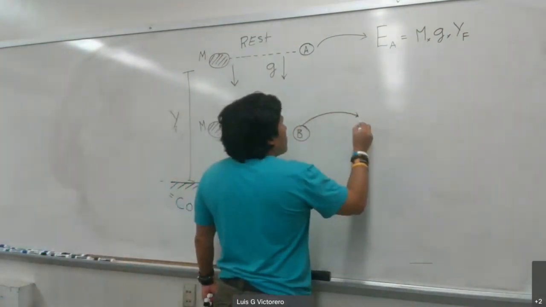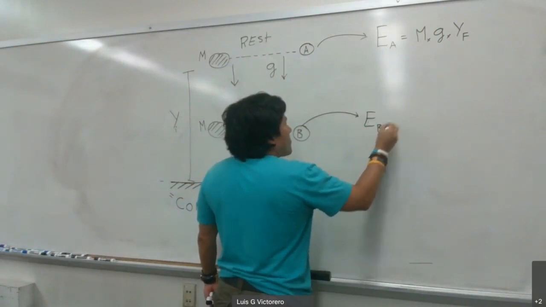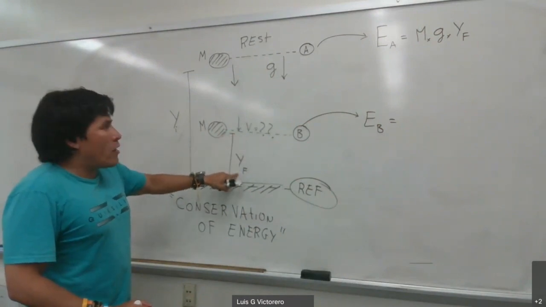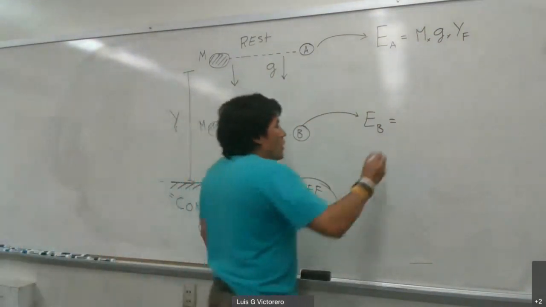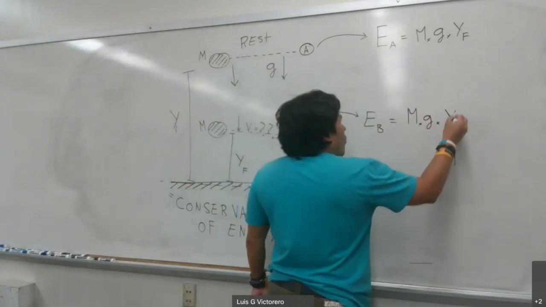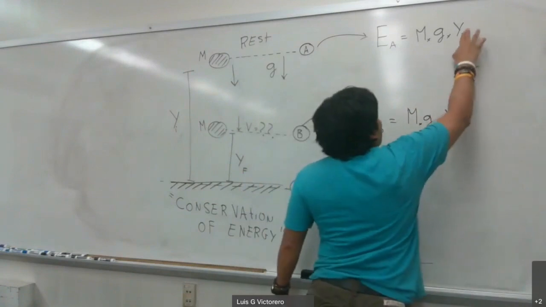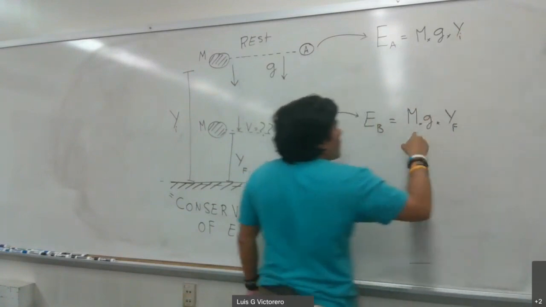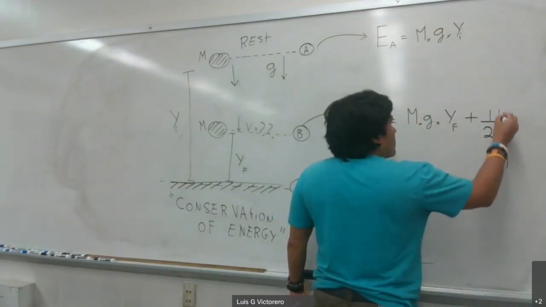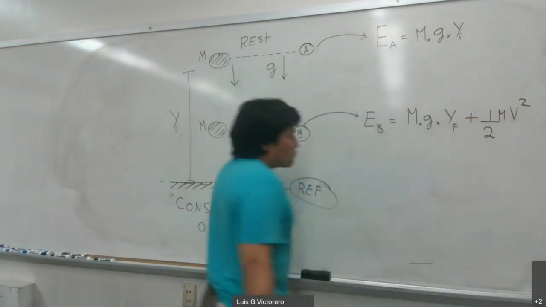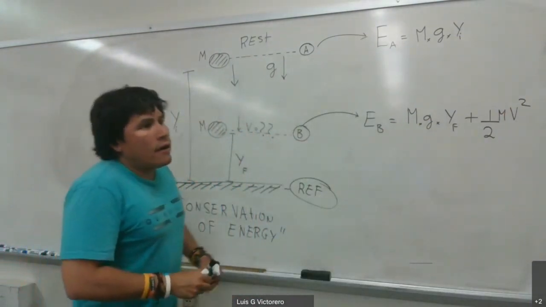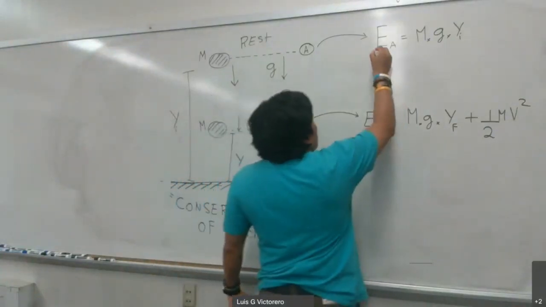For B, the potential energy is now with y final, but there is some speed. So it's now M G Y final, plus the kinetic energy. So what I'm doing is I'm writing the mechanical energy here.